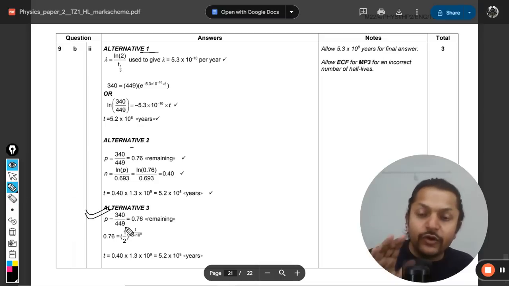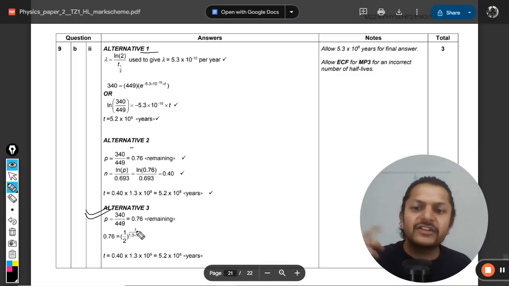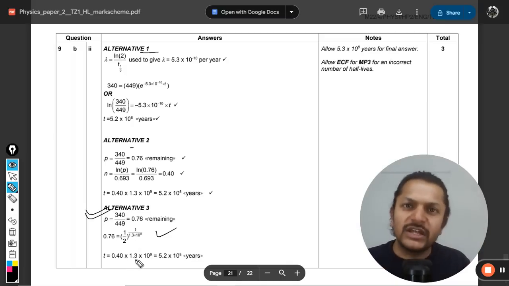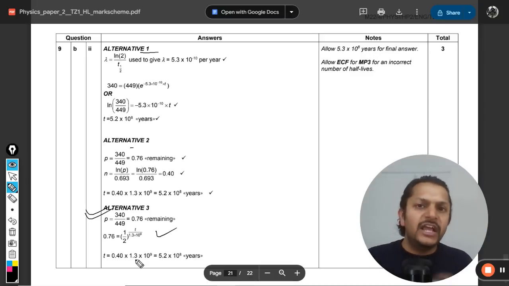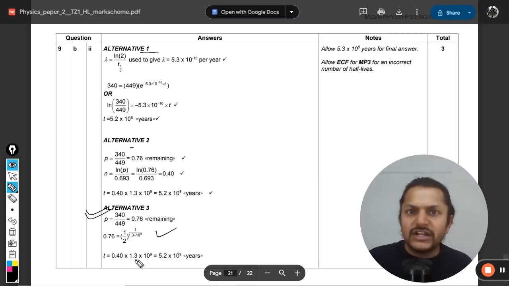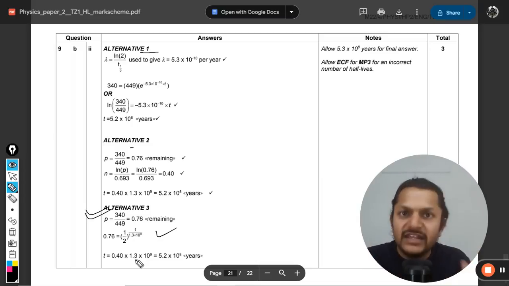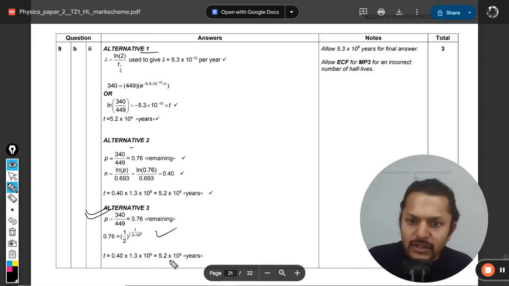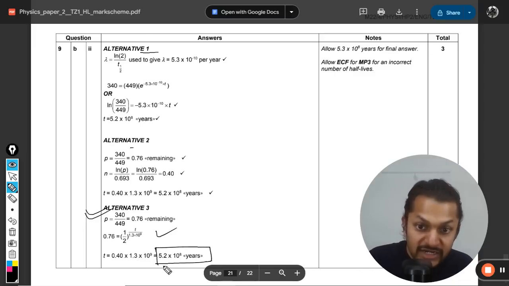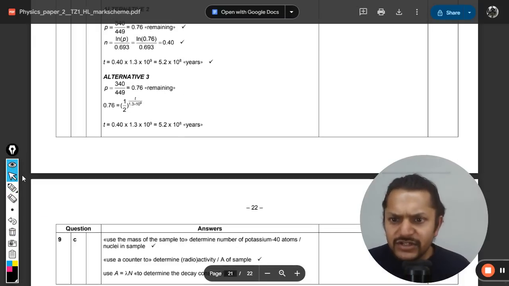340 divided by 449 is coming out to be 0.76, which is equal to half raised to power t divided by t half. So this is what I have employed. This is the most suitable and best method. In paper 1, the questions that you would be getting would be based only on this formula. This formula becomes very important for us. So the answer for us is 5.2 into 10 raised to power 8, and this is how we do this question.